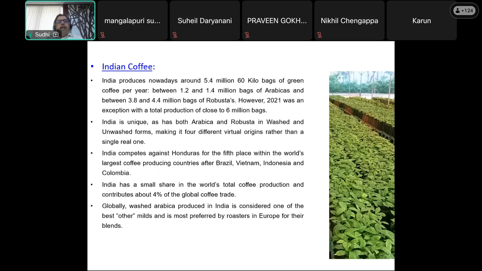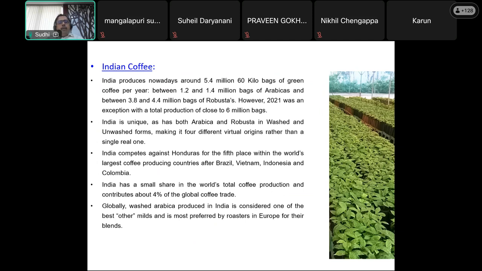India competes with Honduras for the 5th place. If we look at the whole coffee business, India's market share is only about 4 to 5%. If we ask whether it has any impact on the global market, since India produces only 4%, on the international market it has less influence on terminal behavior. Having said that, India, with 4% of coffee, still has a good presence in most places. The top producers are Brazil, which has both Arabica and Robusta, then Vietnam, Indonesia and Colombia. Then we compete with Honduras for the 5th position.